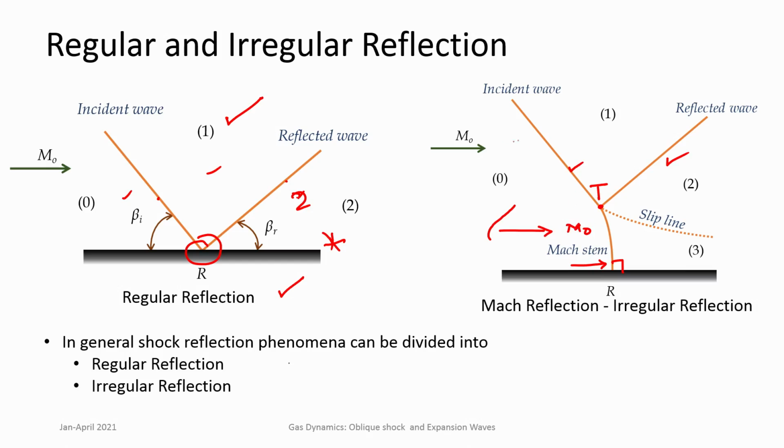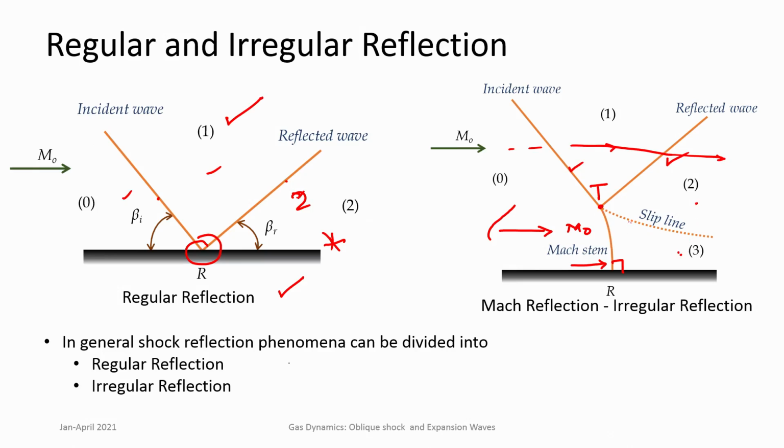Now you see that M0 for this particular stream passes through two shocks, that is the incident shock and the reflected wave, but an M0 coming here passes through a single strong shock over here. So then region 3 and region 4 will have differences.